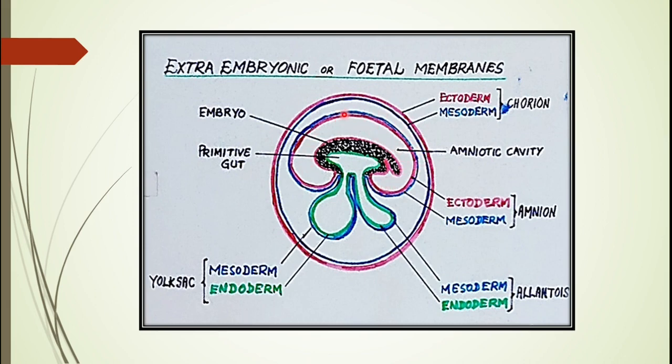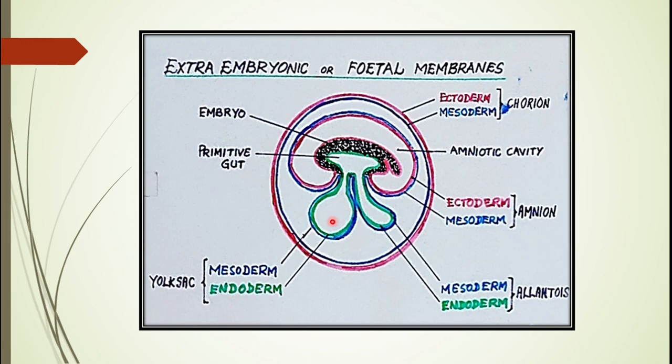So this is the amnion. This extra embryonic membrane is called as the amnion. The outermost one is called as the chorion. Okay, this is the chorion, this is the amnion, and then there is another one called as the allantois. This is another extra embryonic membrane, and further to that there is the yolk sac.